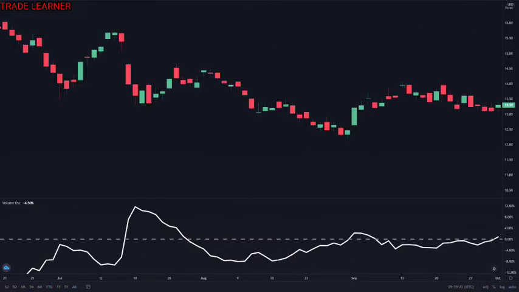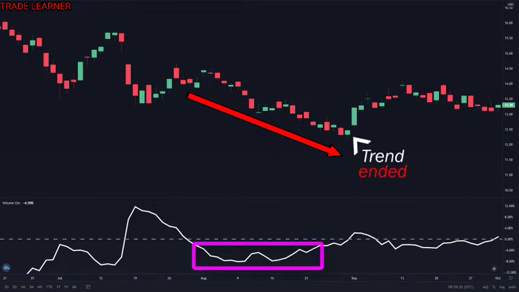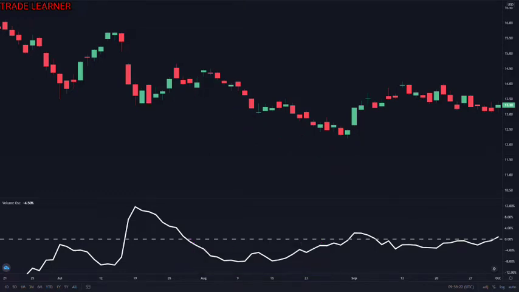It's also the same for downtrends. If the price is on a downtrend and the volume is decreasing, it means that the momentum to the downside is weak. Therefore, you need to be careful if you're taking a short position, because low volume could mean that the trend is coming to an end. So, a good strategy that you can combine with volume is with simple price action.